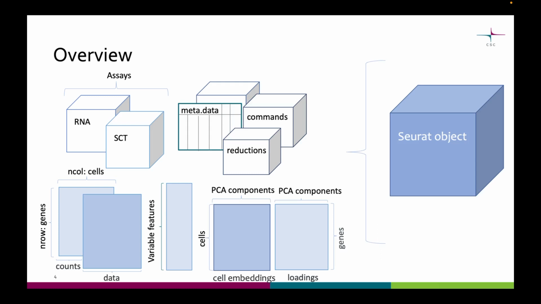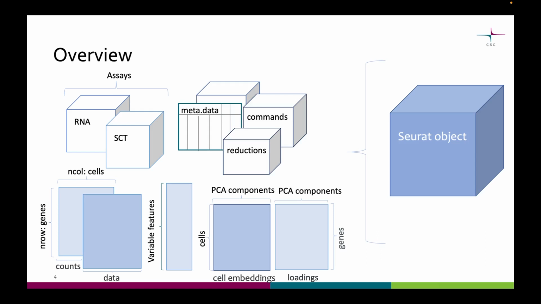One of the main slots in the object is the assay slot. The assay slot includes the counts and the data matrix, as well as other slots for the highly variable features and for the standardized expression values for each gene across all genes. The different assays include the RNA, SCT, integrated, and spatial assays.